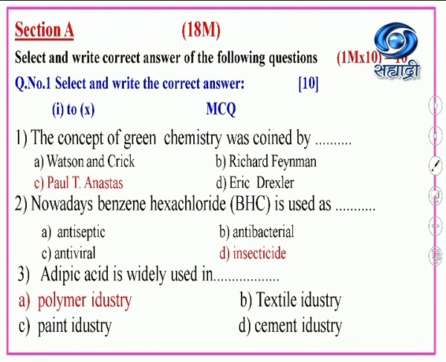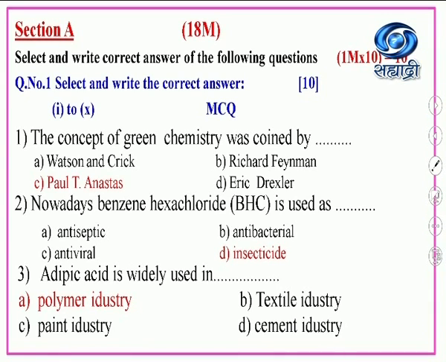The first question is: the concept of green chemistry was coined by ___. Okay. I have given the 4 answers here, so from that you will choose the correct answer. For the sake of your understanding, I have directly written the answers in red paint. So the answer for this first question is Paul T. Anastas. Second question: nowadays benzene hexachloride, BHC, is used as, here the correct answer is insecticide.